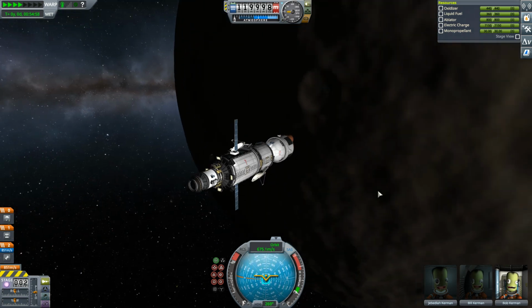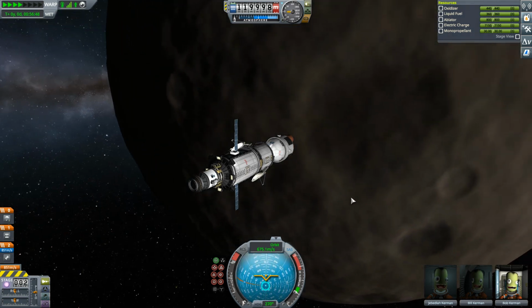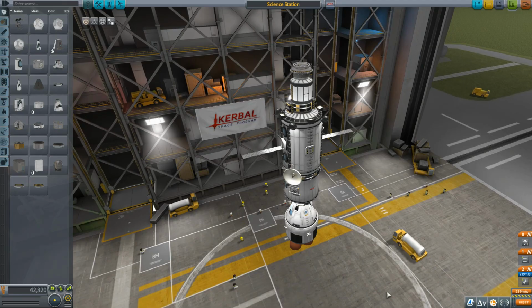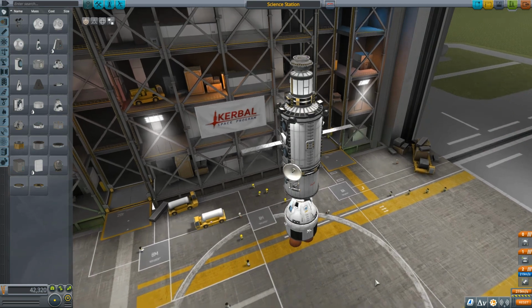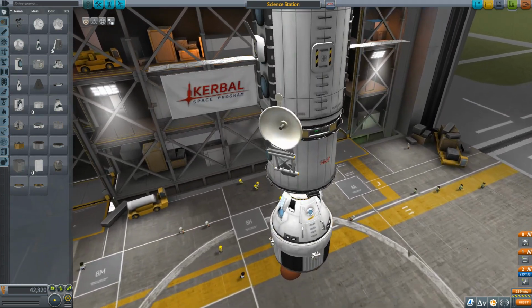In orbit about Moho now. Let's see if we can get this thing to Laythe and see what changes we need to make there. Right off the bat again, antennas. Antennas are going to be an issue.